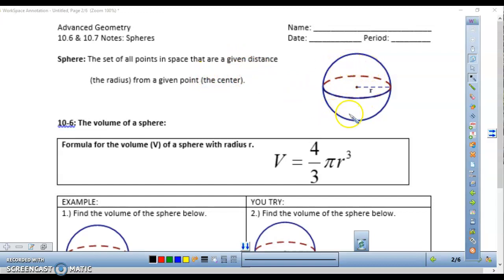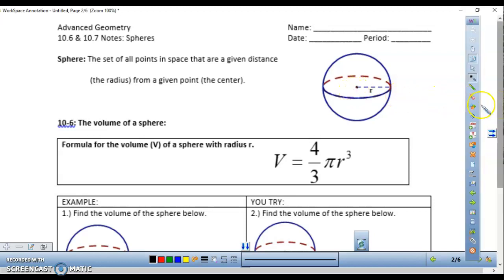A sphere is a set of all points in space that are equidistant from a point in the middle called the center. The distance from the center to any point on the sphere itself is the radius, and this little guy here in the middle is the center of the sphere.